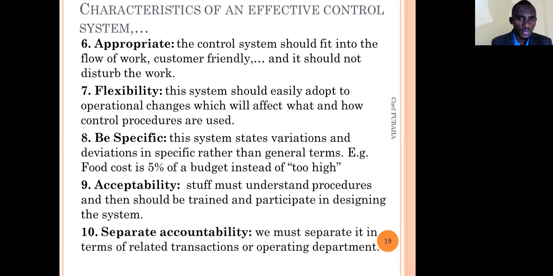Flexibility. The control process or control standards must be flexible. In case there is a need of a change, a need of deviating from the standard for the benefit of the hotel, that can be done. For example, you are to receive avocados, but guests are really complaining that the avocados are no longer there on the buffet. The guests are standing requesting for avocados, and the supplier has just arrived at the receiving area. So the standard procedures of receiving items from the supplier may be deviated just because of the urgency of those avocados, for example. So the standards must be flexible.